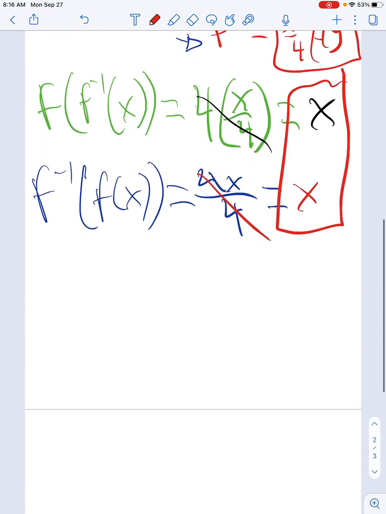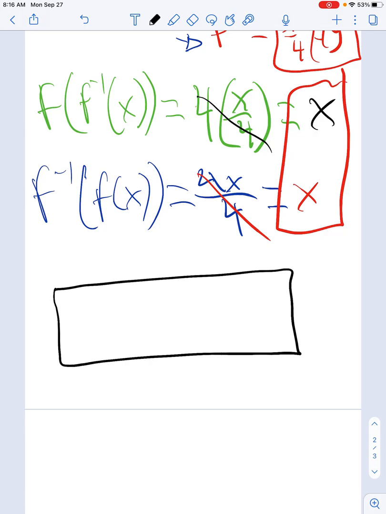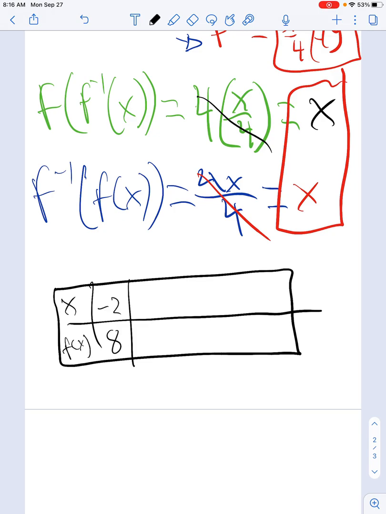We could do one more example like that. We're actually going to look at a table. So again, let's say that I've got a table with x and f of x. I'm going to say I've got -2, 8, -1, -7, 0, -6, 1, -5, and 2, -4.